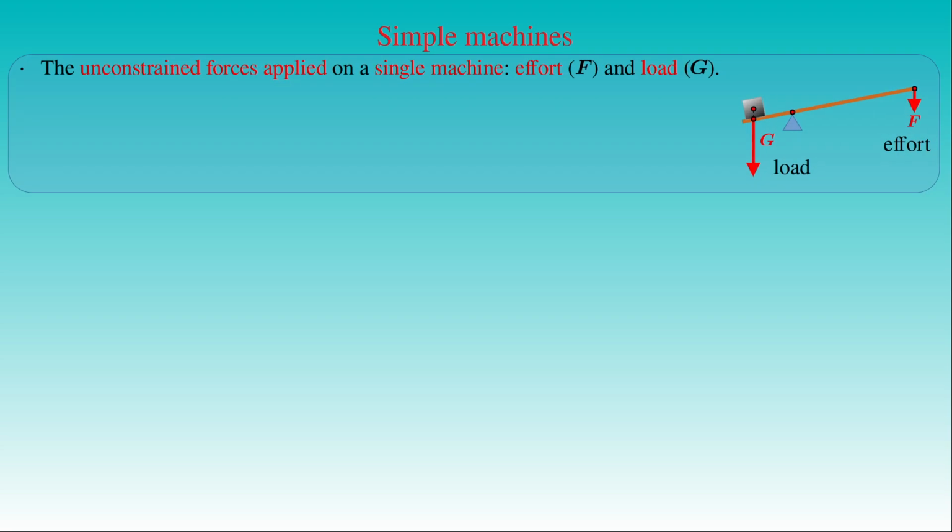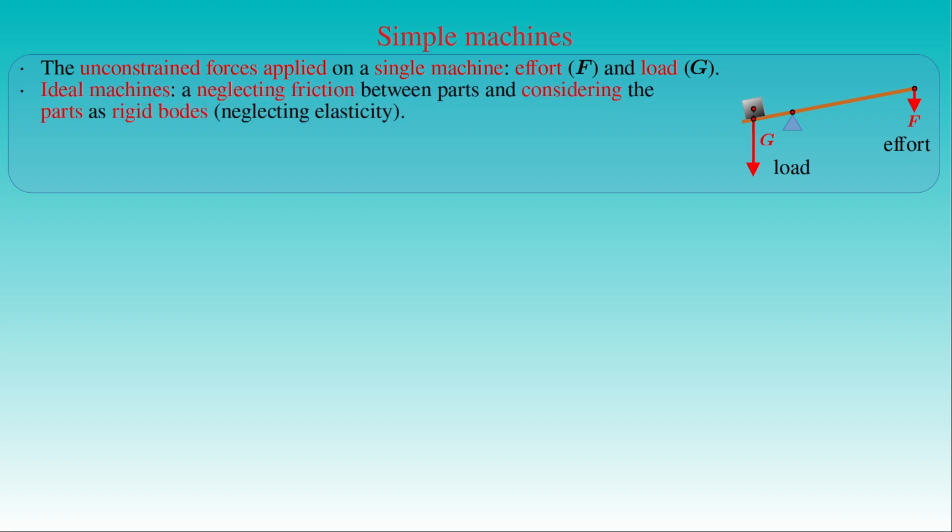We will discuss the different types of the simple machines in these two groups, but first we make some statements on the operation of simple machines in general. Usually, two unconstrained forces are applied on a simple machine. The first one is called the effort and represented by the force F, which can, for example, be a muscular force. The second force is known as the load, represented by the weight G.